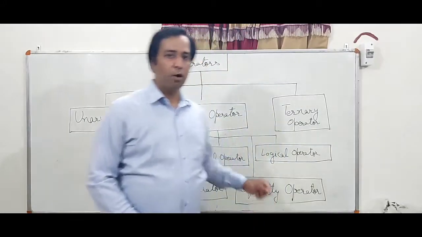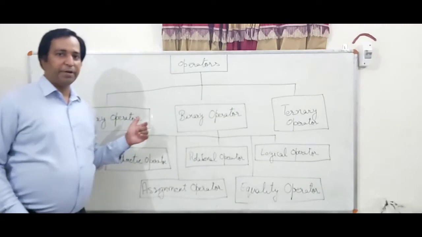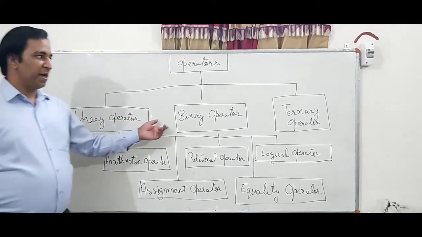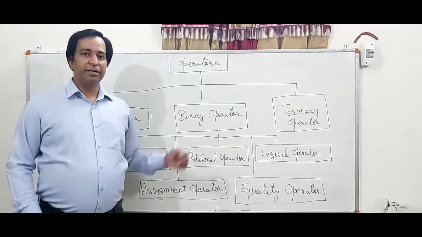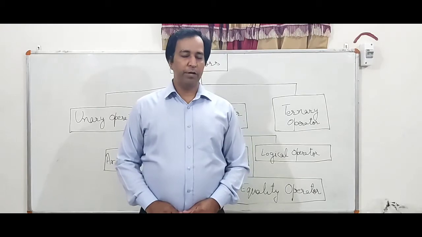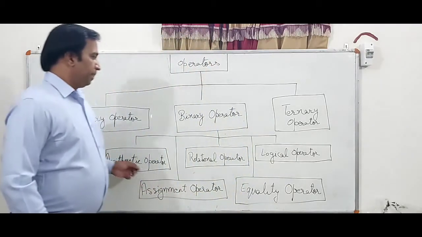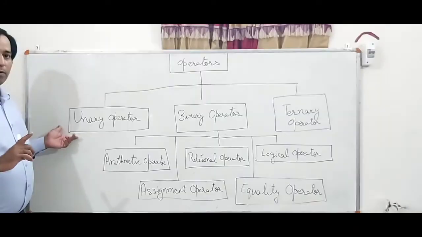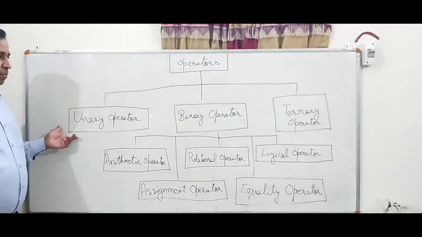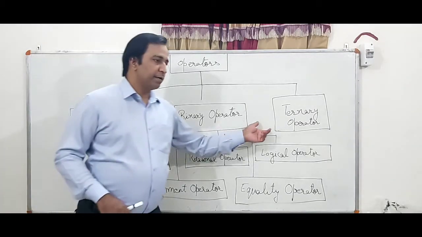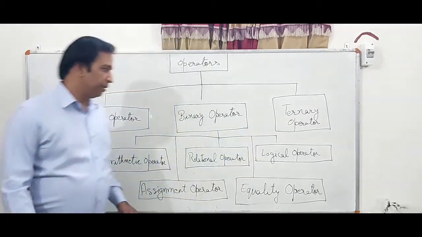Today's topic is operators. In C, operators are categorized in three categories: unary, binary and ternary. This categorization is done on the basis of how many operands are required to operate on. In unary operators, only one operand is required. Binary, 2 operands are required, and ternary, 3 operands are required.